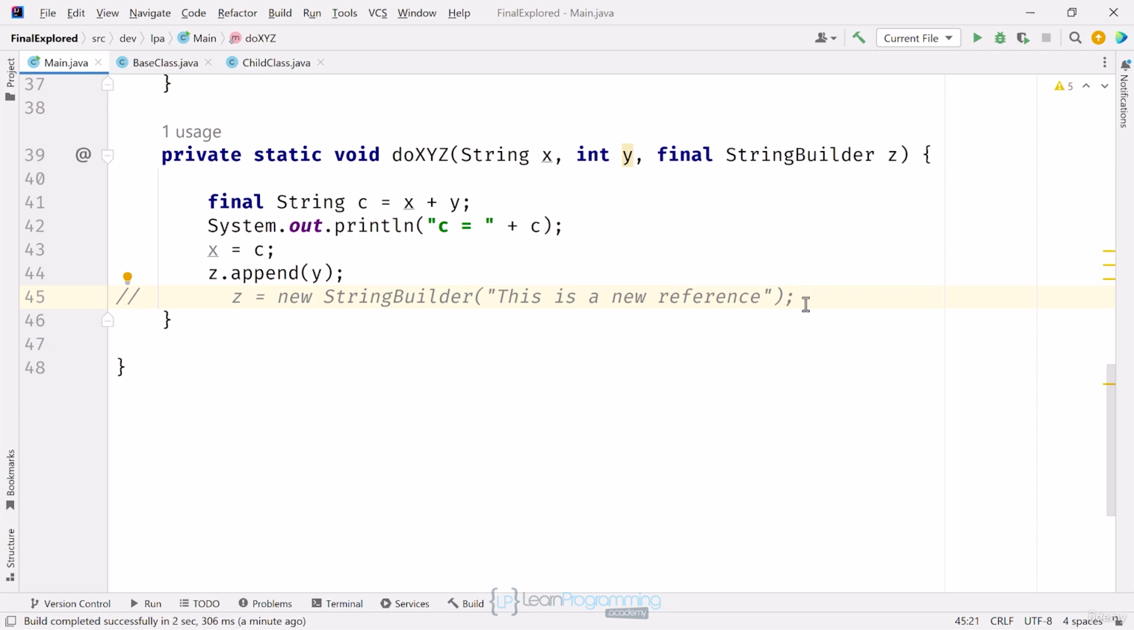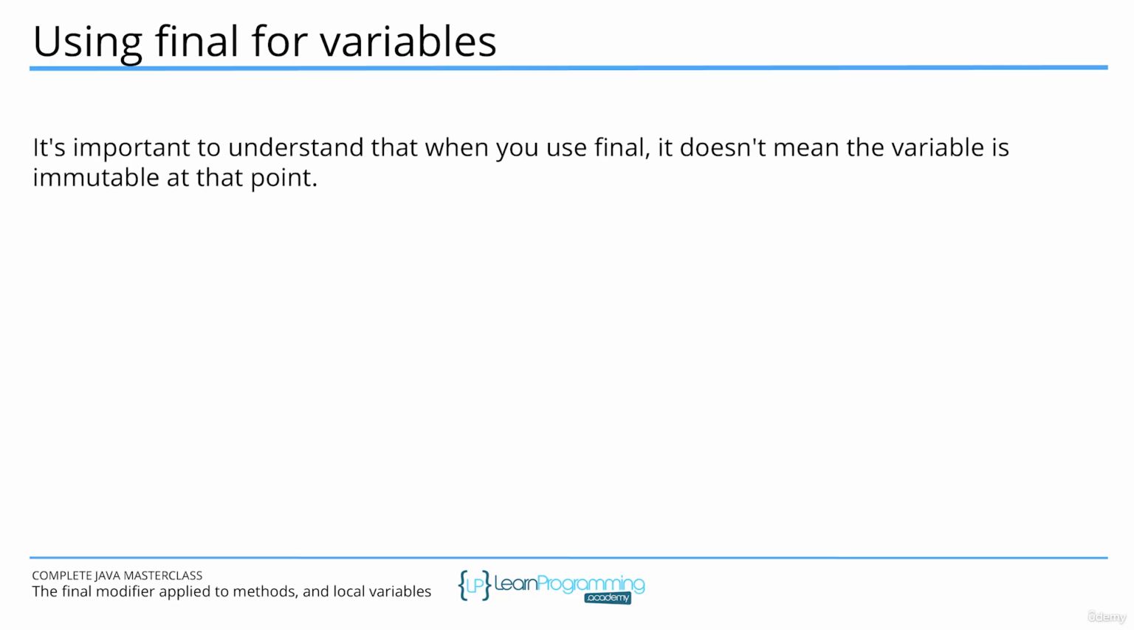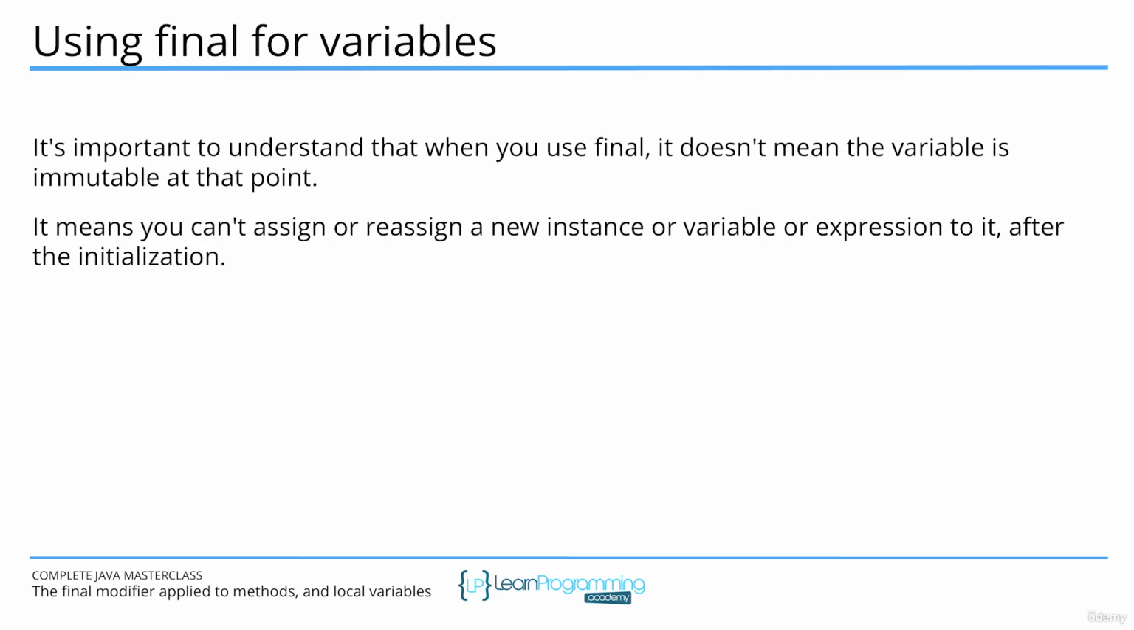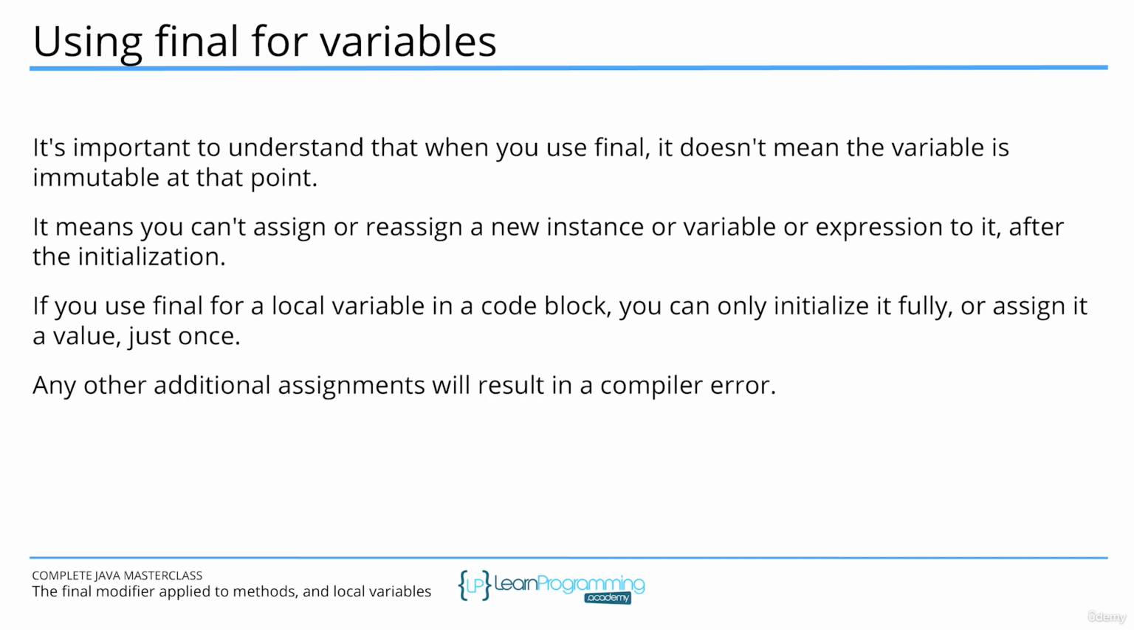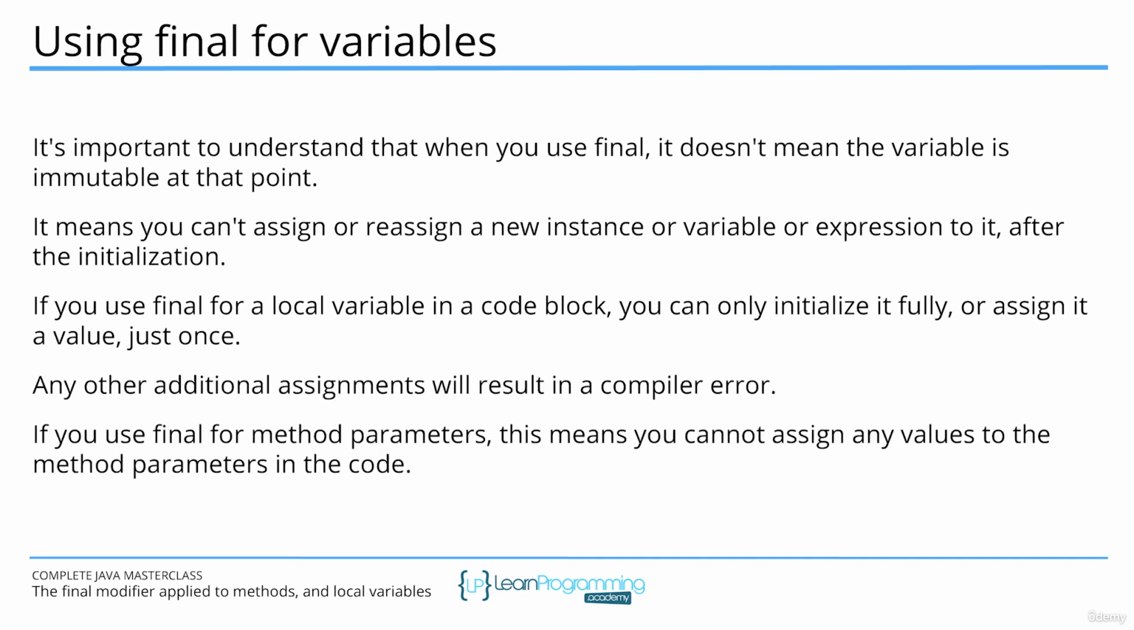This is an important distinction. It's important to understand that when you use final, it doesn't mean the variable is immutable at that point. It means you can't assign or reassign a new instance or variable or expression to it after the initialization. If you use final for a local variable in a code block, you can only initialize it fully or assign it a value just once. Any other additional assignments will result in a compiler error. If you use final for method parameters, this means you cannot assign any values to the method parameters in the code. Remember that method arguments get initialized implicitly when the method is invoked.